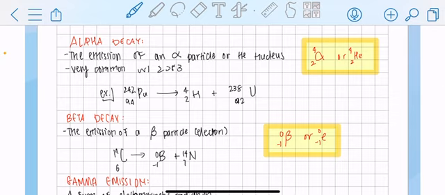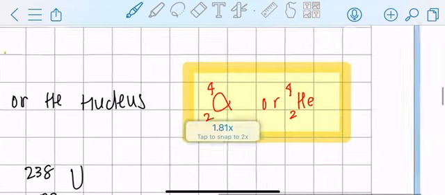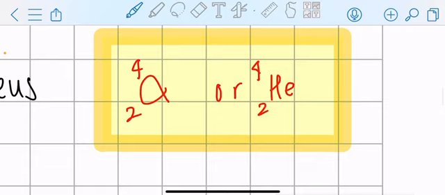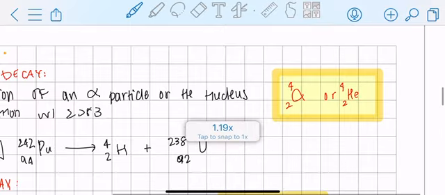Alpha decay is the emission of alpha particles, or the helium nucleus, and it is very common with Z numbers, meaning atomic numbers, greater than 83. Here we can see the alpha particle is written like this, with a helium or an alpha symbol, with 2 at the bottom and 4 at the top, meaning 2 is the atomic number and 4 is the mass number.